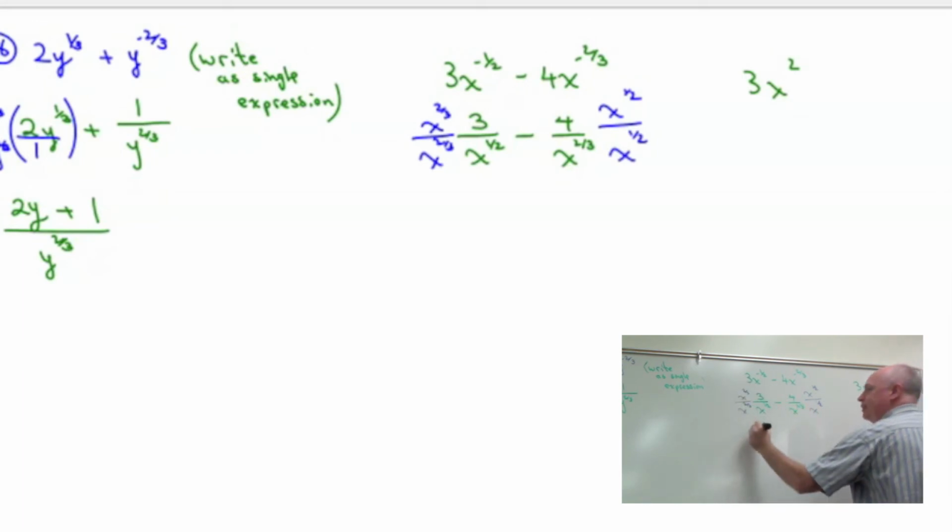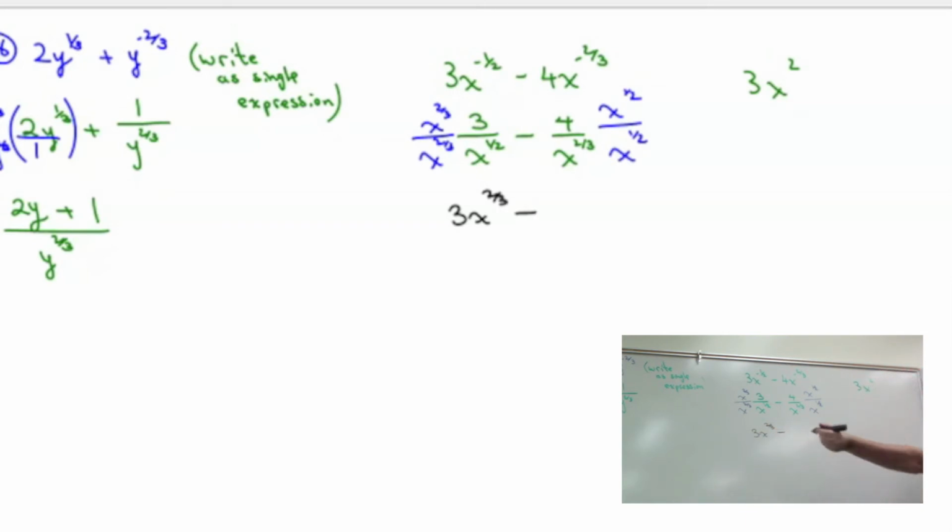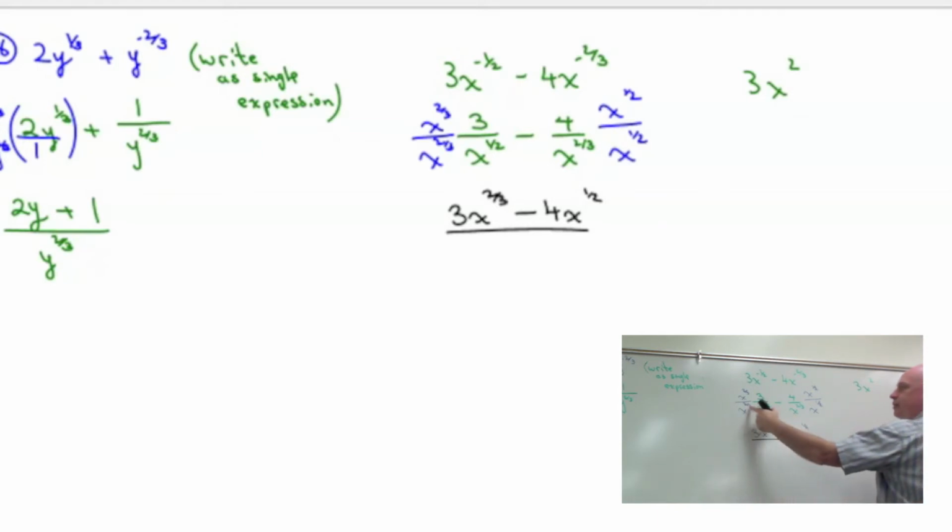So over here we're going to get 3x to the 2/3 minus, because now they have a common denominator, I can just go straight across. What's on the other side? 4x to the 1/2. And it's going to be all over x to the 2/3 and x to the 1/2. All right, so what do I do with 2/3 and 1/2?